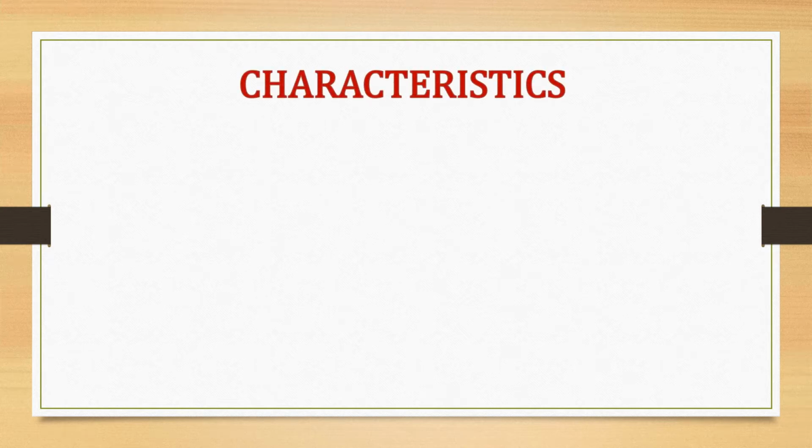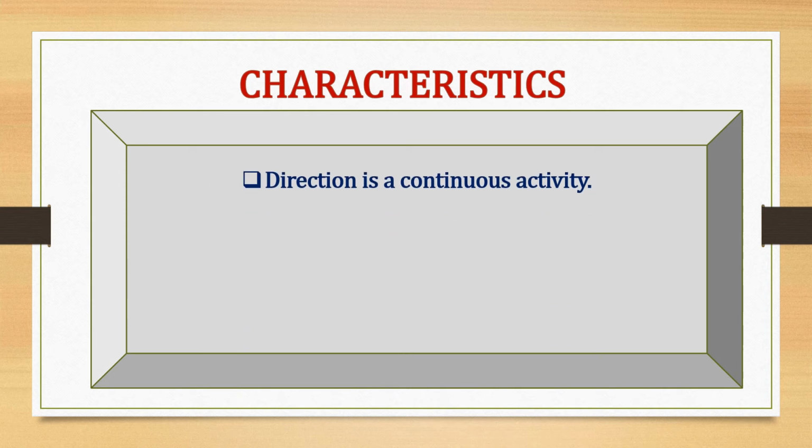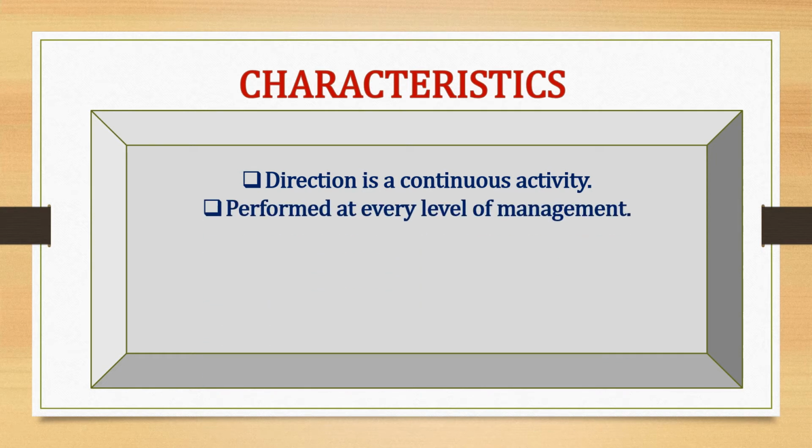Now, let us learn about the characteristics of directing. Direction is a continuous activity. This means that a manager has to lead, guide, instruct, and inspire the employees and also motivate them on a continuous basis. Performed at every level of management, this means that every level of management has superior subordinate position. Each manager at every level acts simultaneously both as a superior and a subordinate. For example, the principal of an educational institution is a subordinate of the director of technical education. And on the other hand, the principal is also a superior of the institution that he is running.